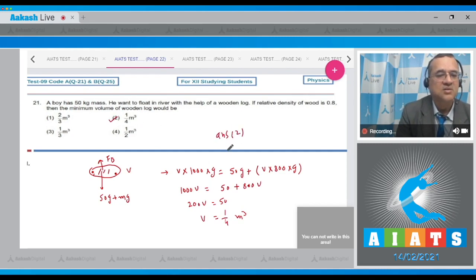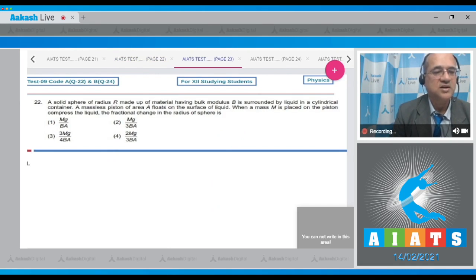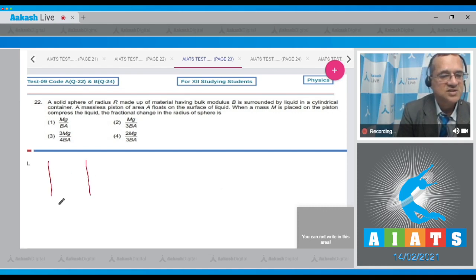Answer is 2. The question number 22 is, a solid sphere of radius capital R made up of material having bulk modulus B is surrounded by a liquid in a cylindrical container. A massless piston of area A floats on the surface of the liquid. When mass M is placed on the piston and compresses the liquid, the fractional change in radius of the sphere. Now, this question is on bulk stress. And this is a piston with area A, and you put the load on this one, mg.